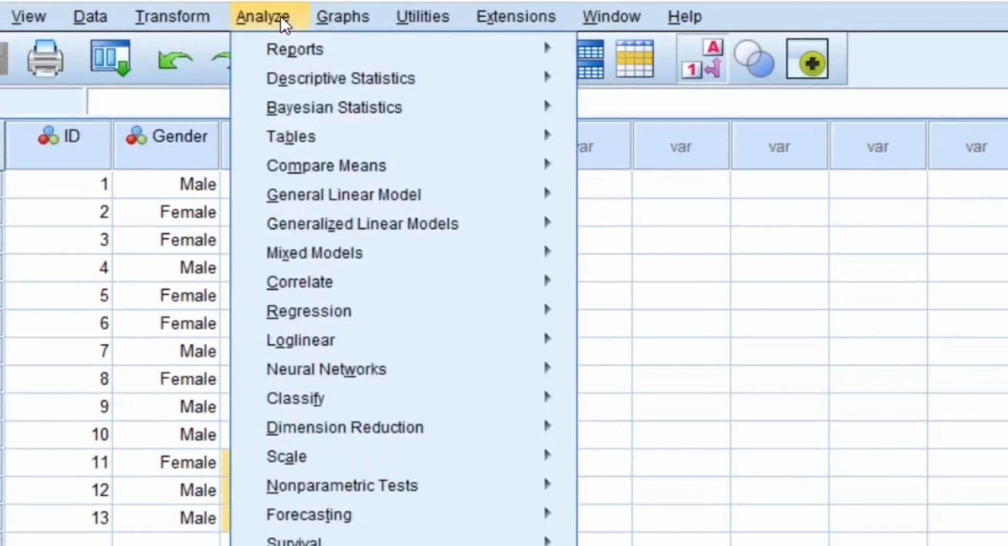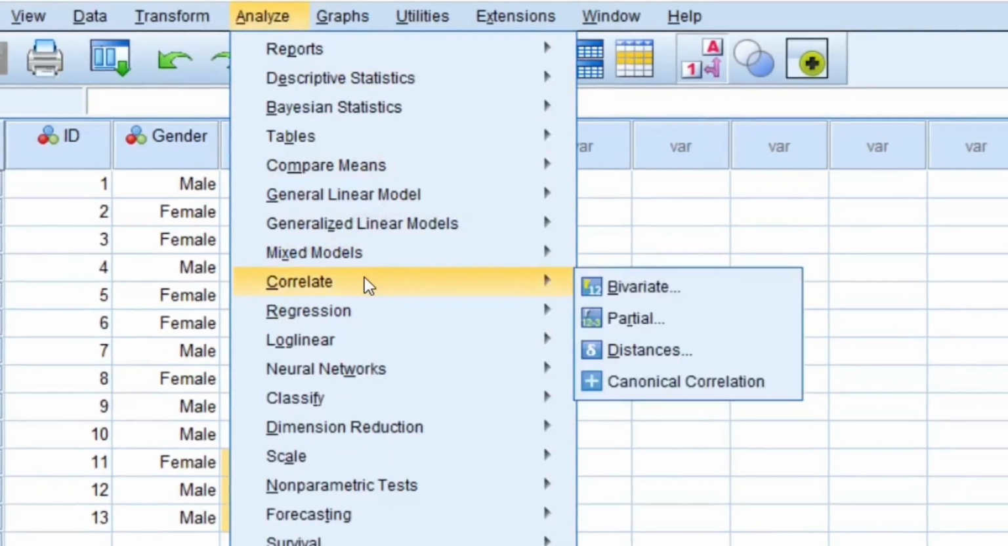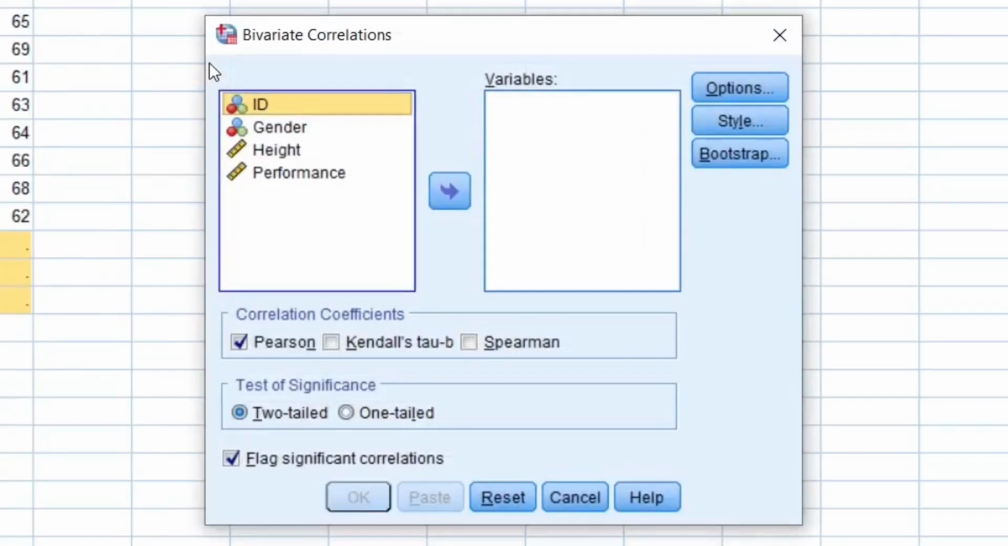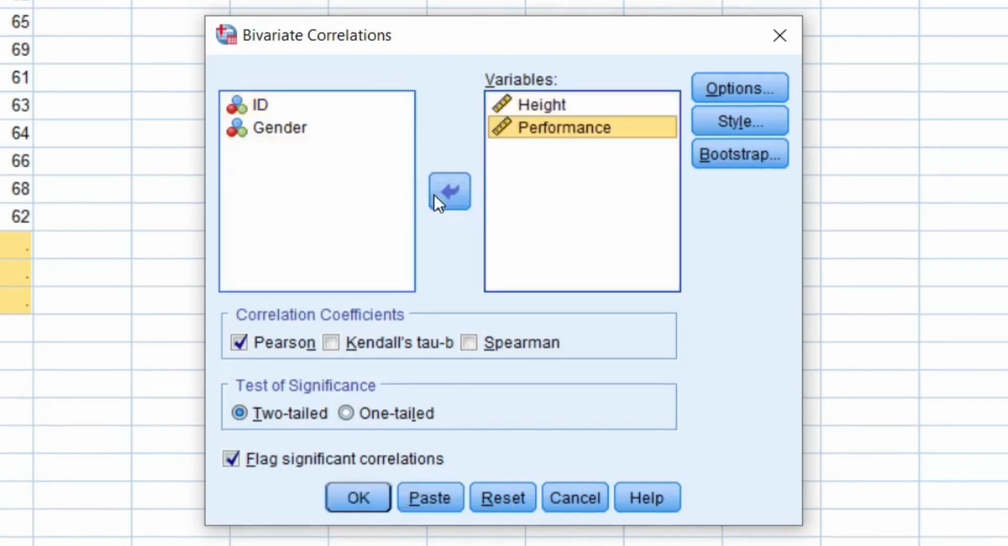We'll go to Analyze, Correlate, and since we are finding the correlation between two variables, we'll select Bivariate. In the window that has popped up, all the variables on the left are the variables in the data, and we just have to move our variables of interest to the right. Let's move them to the right, first height and then performance. It is important to know that more than 2 variables can be correlated here, but the correlation will happen with only 2 at a time.